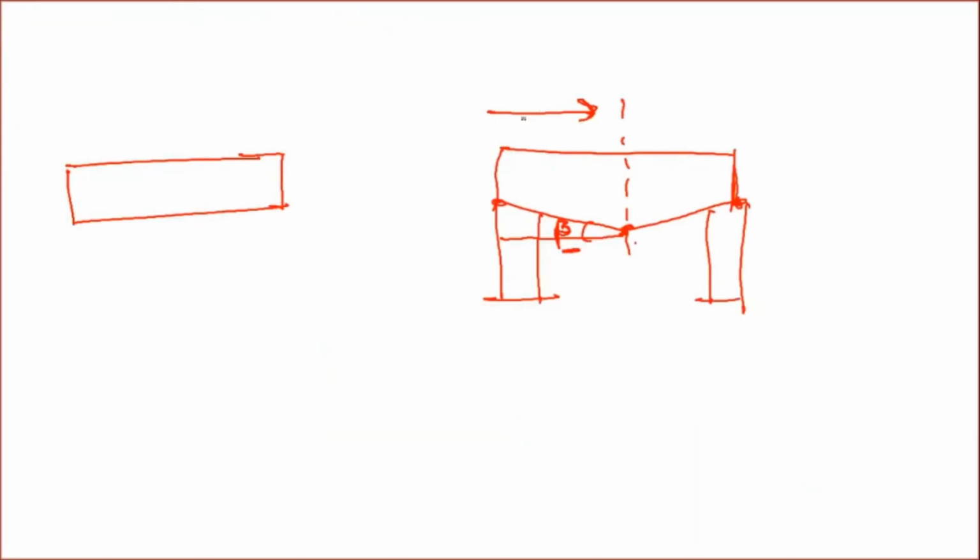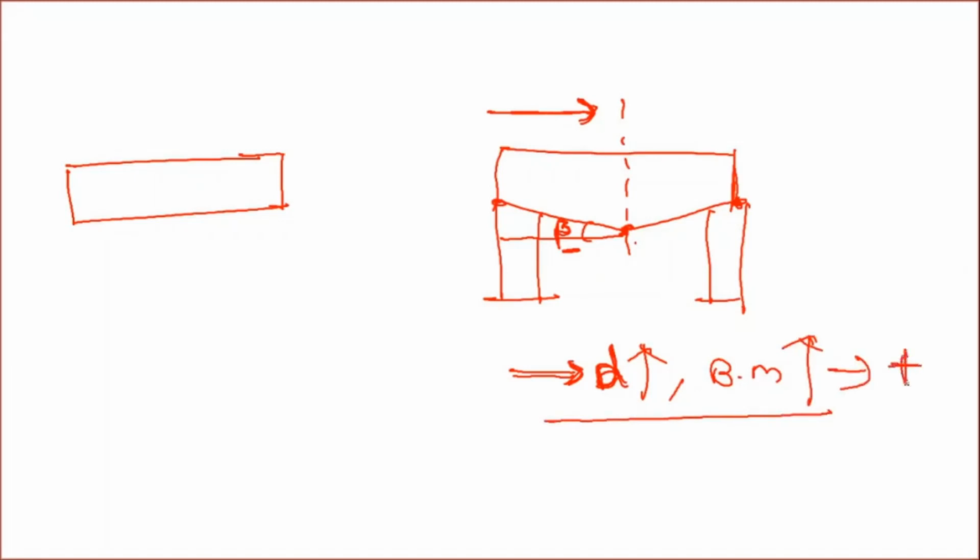That means sometimes you need to use the plus sign and sometimes you need to use the negative sign. So how to use that is, suppose in this direction, up to the central point I am taking, what is happening to the depth? The depth of the beam is increasing. Then what happens to the bending moment in this direction? Bending moment in this direction increases.